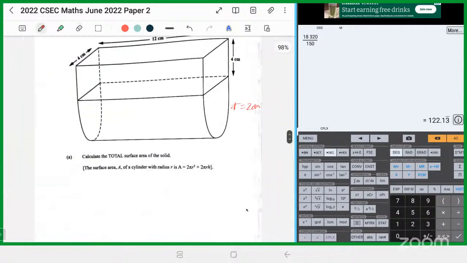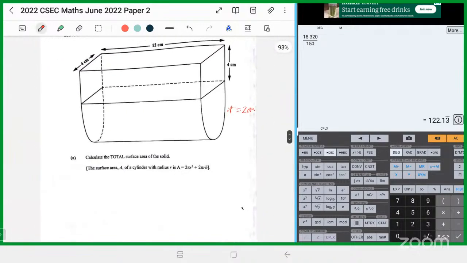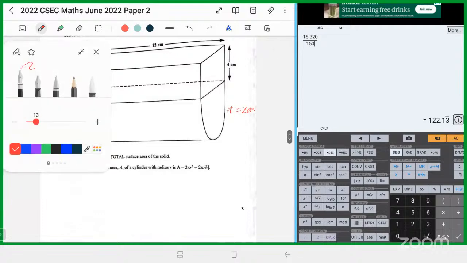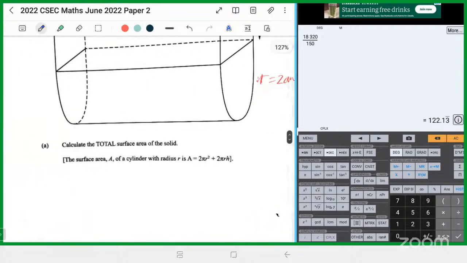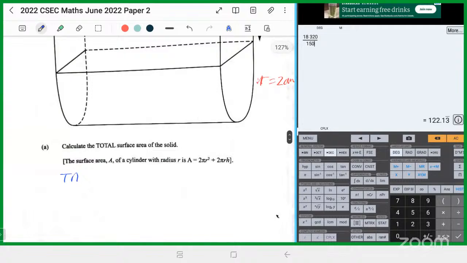So we're going to use the approach that I showed you. We're going to say the total surface area, TSA, that I want. Let's break it down. It is equal to the curved surface area plus the two end areas. The curved surface area is the perimeter of the end times the length. That's the total surface area, right? TSA.